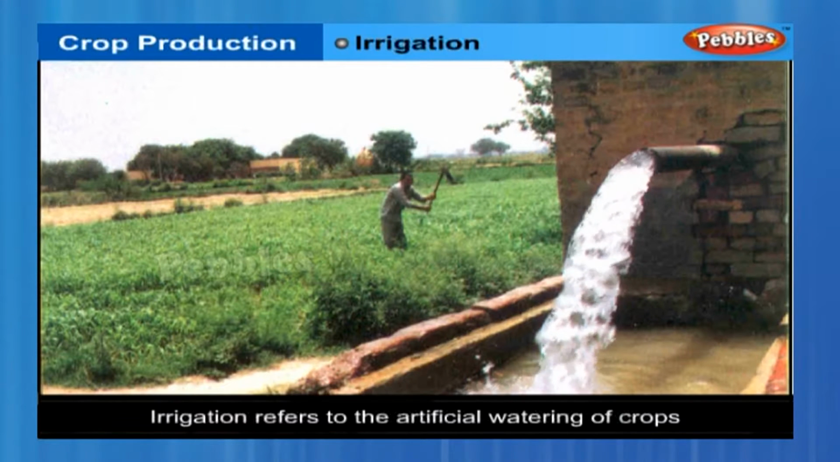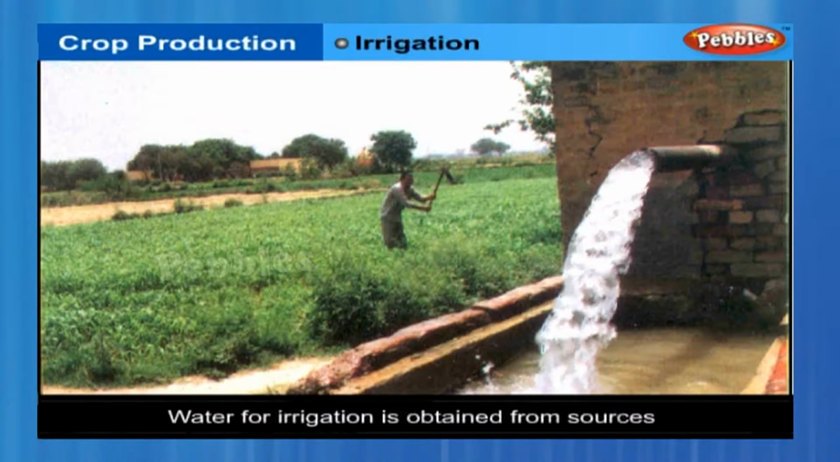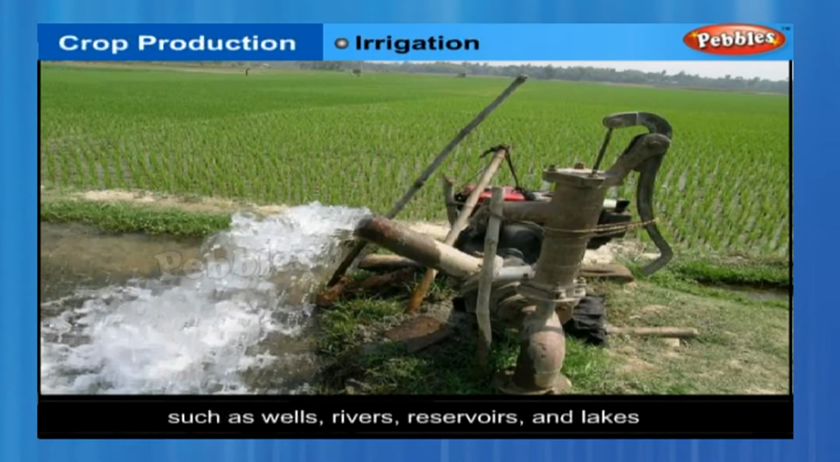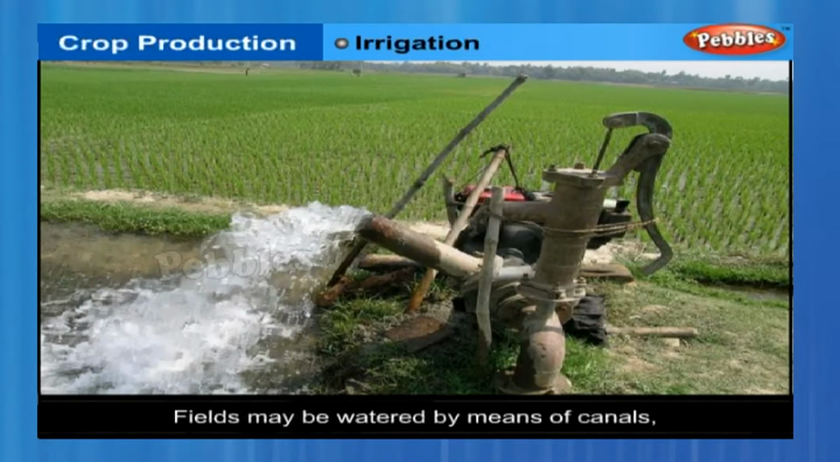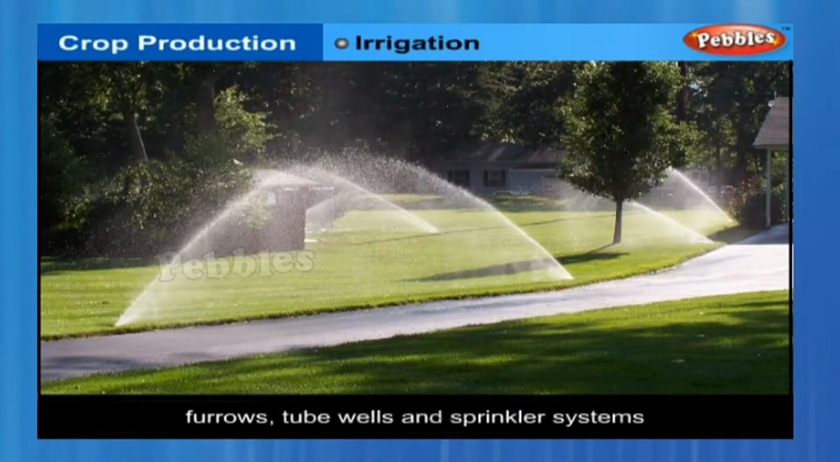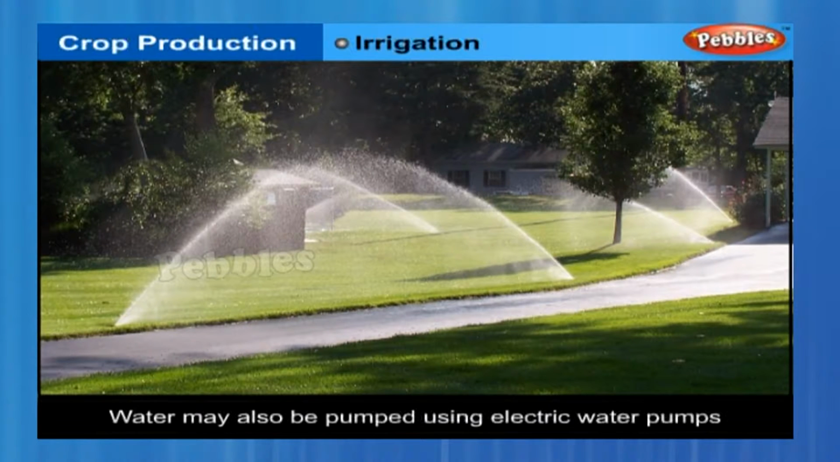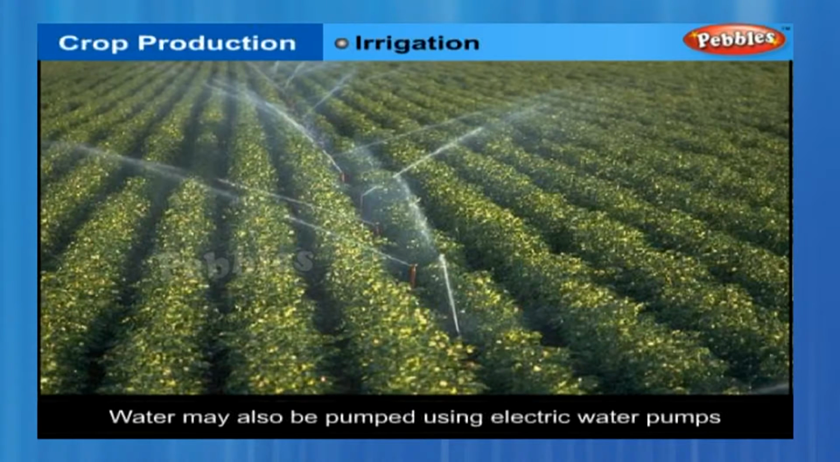Irrigation. Irrigation refers to the artificial watering of crops. Water for irrigation is obtained from sources such as wells, rivers, reservoirs, and lakes. Fields may be watered by means of canals, furrows, tube wells, and sprinkler systems. Water may also be pumped using electric water pumps.